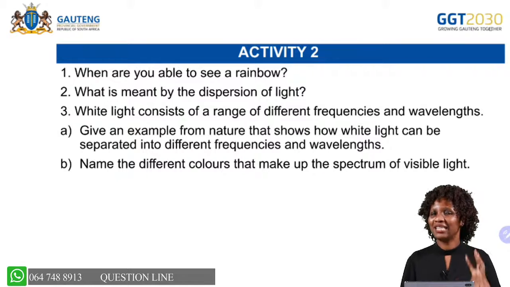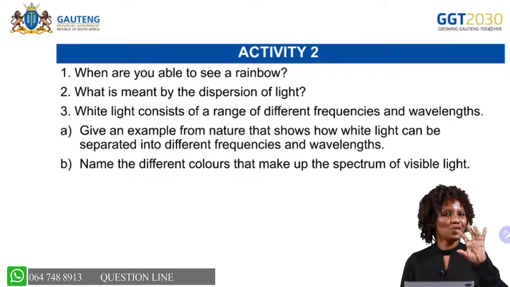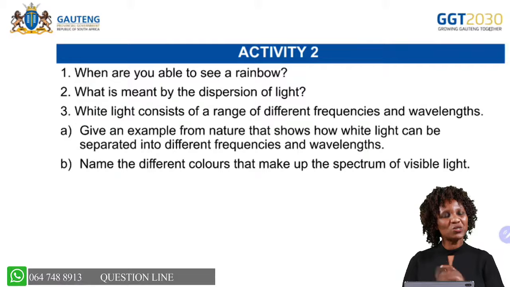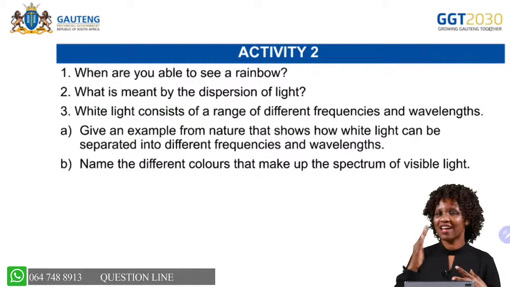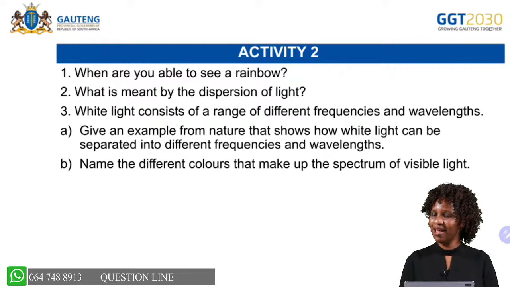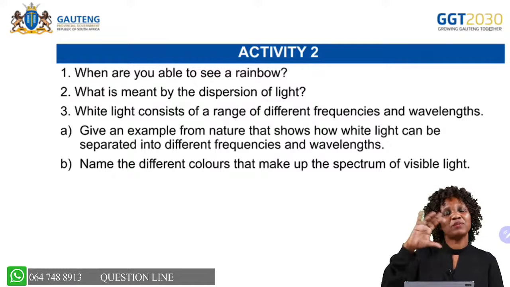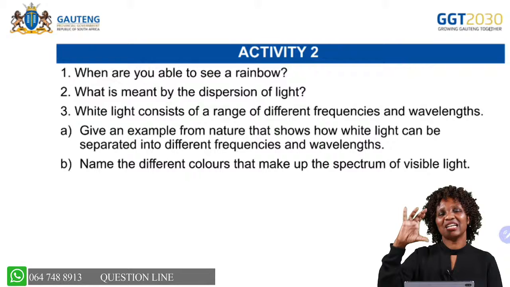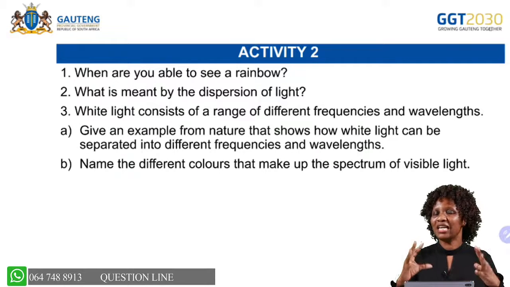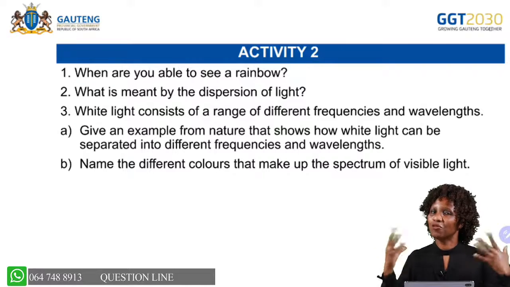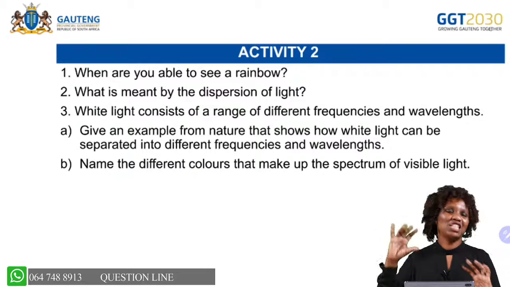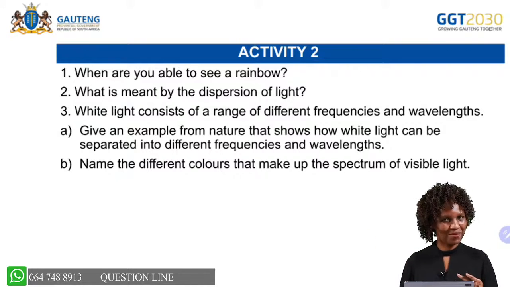Remember, you see a rainbow when there is white light and water droplets. Why are we saying so? Because white light is going to strike a water droplet, and then there will be splitting of light. All right, and then you can see a rainbow because white light is a band of different colors. Once it splits, then it shows different colors of the rainbow.